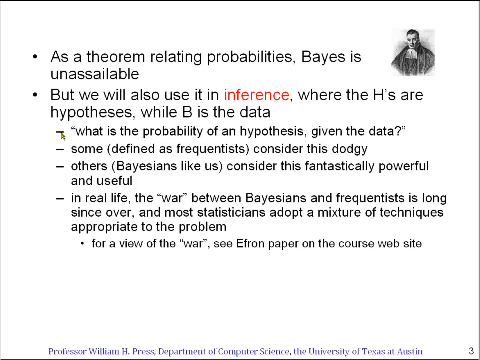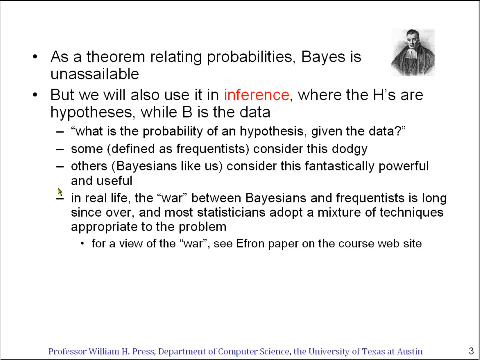What if my hypothesis is that it rained yesterday? Frequentists would say it's not meaningful to give a probability to whether it rained yesterday because it's already either happened or not happened. In some sense, the probability of that hypothesis is either 0 or 1. We just don't know which it is. However, from Bayes on, Bayesians, like us, I think by now you ought to consider yourself a Bayesian, have learned that it's a fantastically powerful and useful thing to be able to assign probabilities to hypotheses.